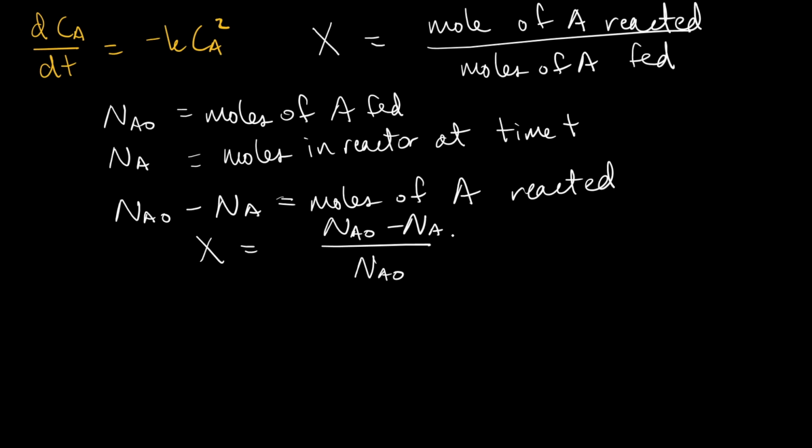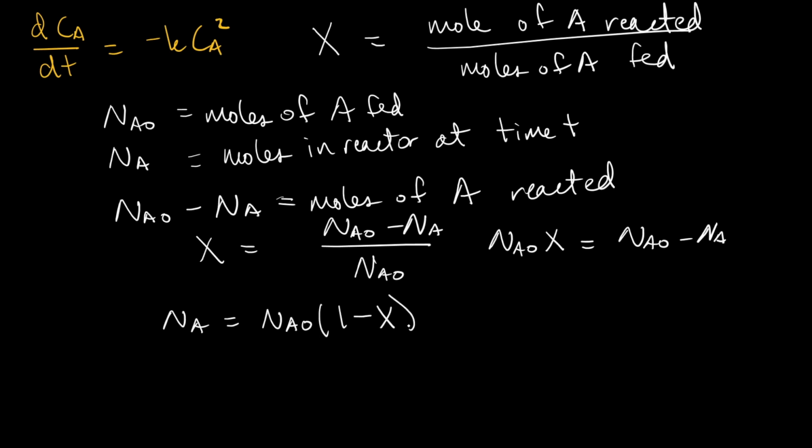We can rewrite this by solving for Na in this equation. So that becomes Na0 x is equal to Na0 minus Na. And then we can bring this to the other side of the equation. We get Na is equal to Na0 times 1 minus x. So that's a common expression that we'll use to think about conversion in terms of Na.